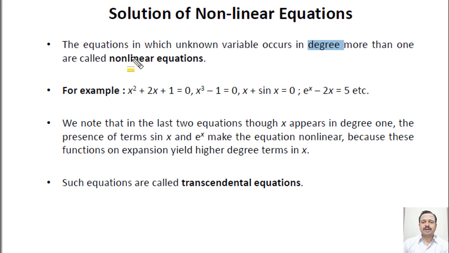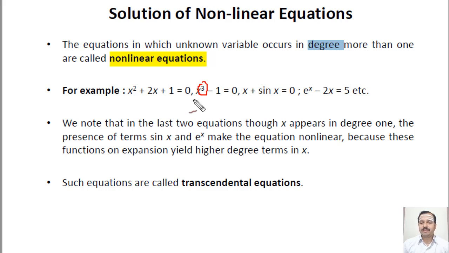So, for example, the equation x square plus 2x plus 1 equal to 0, that is the first equation. Here you can observe the unknown in this equation is x, and x appears in degree 2. So the degree of the unknown in this equation is more than 1. Therefore this entire equation we call a nonlinear equation. Similarly, the equation x cube minus 1 equal to 0, the unknown is x and it appears in degree 3. Therefore this is also a nonlinear algebraic equation.